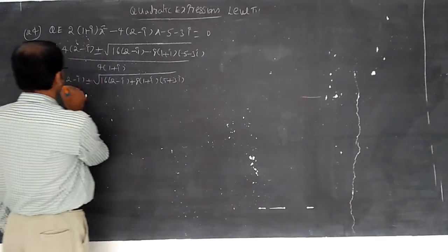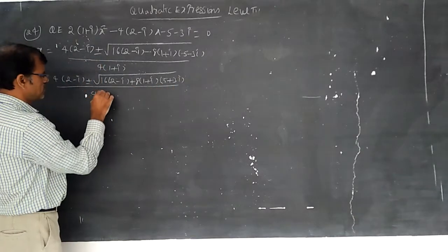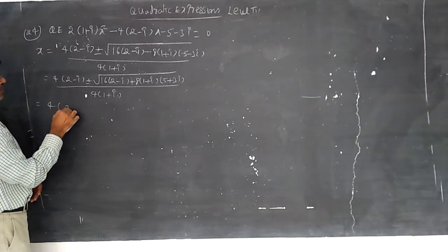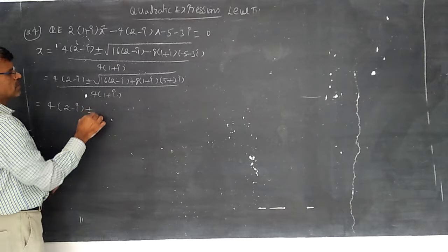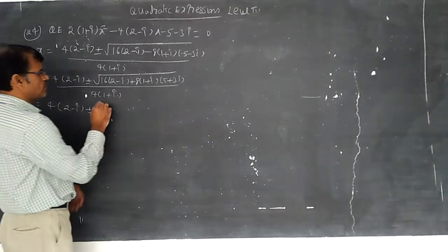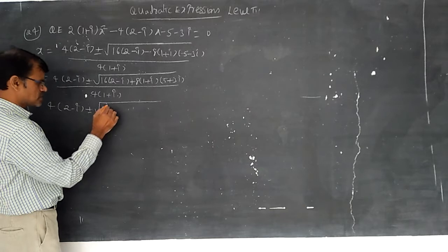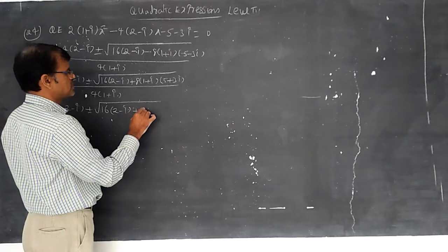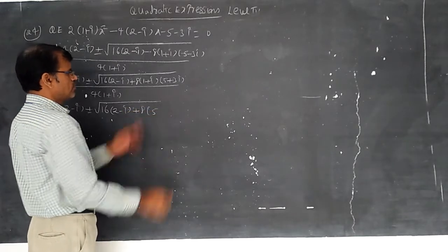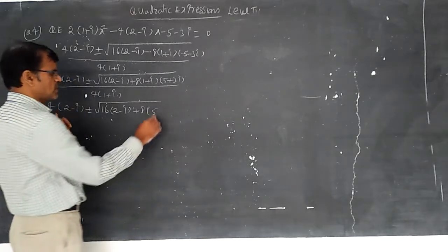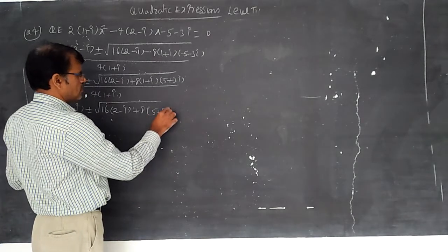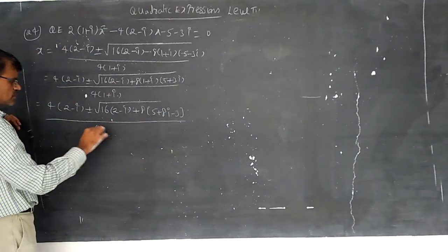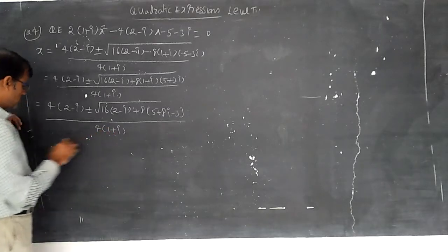5 plus 3i whole by 4 into 1 plus i. That is equal to 4 into 2 minus i plus or minus root of, let us multiply 16 into next step. I am writing 2 minus i plus 8 into 5 plus 5i plus 3i becomes 8i plus 3i square means minus 3, because i square is equal to minus 1. 4 into 1 plus 1.